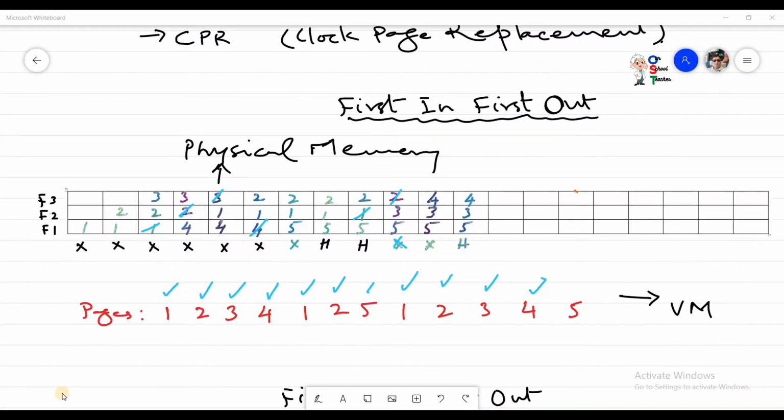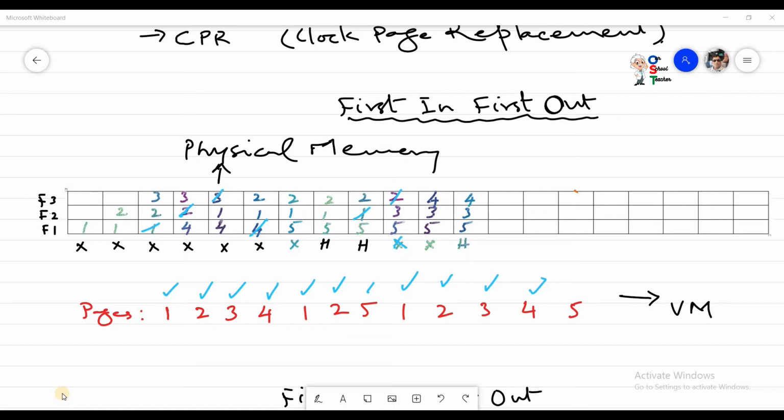Hello students, I'm Kashif Ibrahim and we are trying to understand different page replacement algorithms, which come into play whenever a page needs to be taken out from the memory and a new page is to be called from virtual memory.